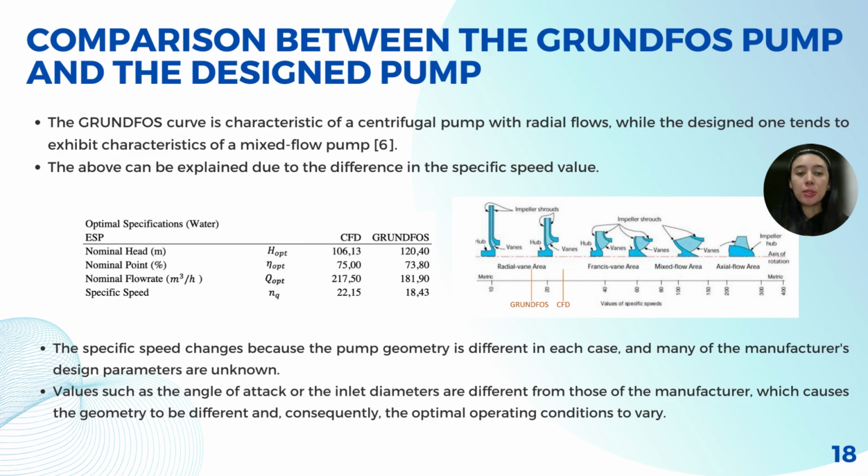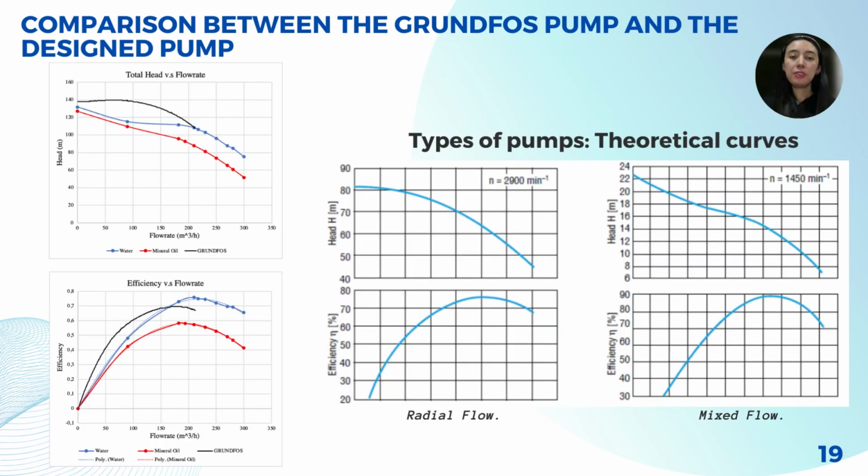The above values allow us to affirm that the two pumps have different designs in the geometry of the impeller, which results in the variation of the optimal conditions, as can be seen in the table and in the image present. This could be expected because different parameters such as angle of attack or the inner diameter were assumed to design this pump, values that will probably be different in the Grundfos pump. What was explained above allows us to understand why there is a variation in the efficiency and total head curves with respect to the Grundfos ones.